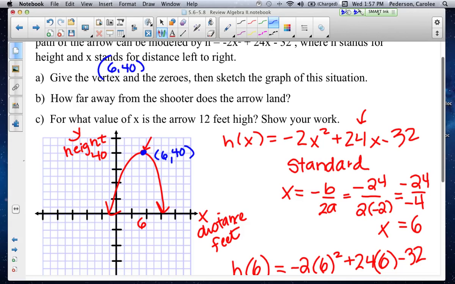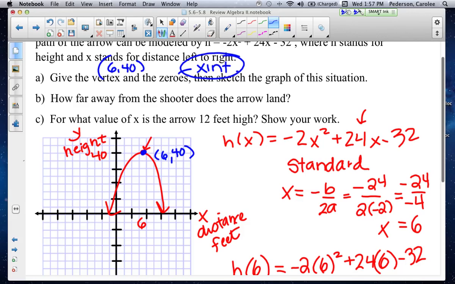Then it says, find the zeros of the function. I would assume one of the zeros would be 0, because, I mean, he can't stand negative. Zeros represent what in the graph? Where are they on the graph? Very good, the x-intercepts.